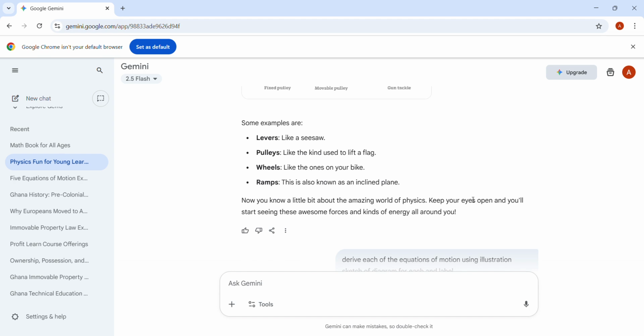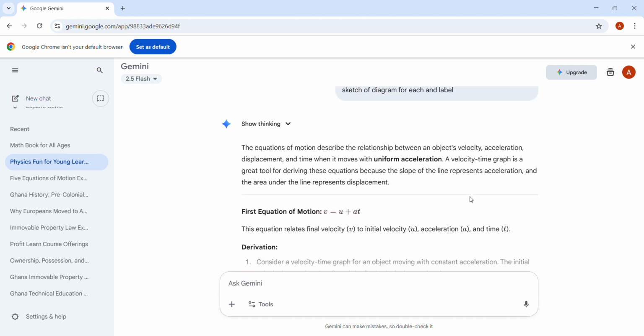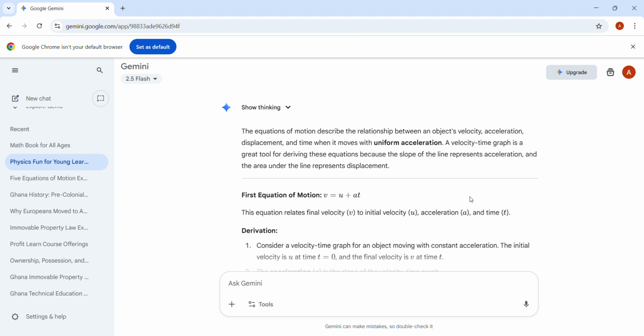Now, so the simple machines, like we said, the levers, the pulleys, the wheels, the ramps, okay. So now the first thing that we're going to do, we're going to talk about dynamics or motion. Right. So we'll first look at the four or five equations of motion.